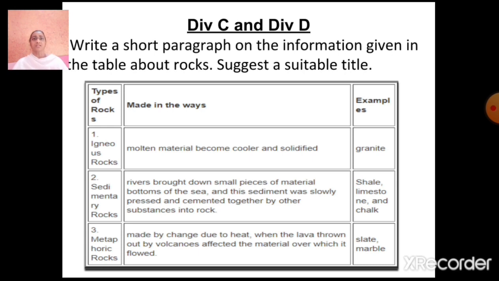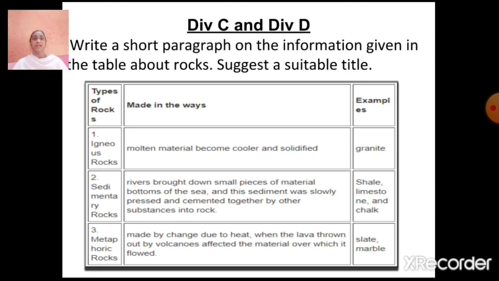Types of rocks, that is igneous rock. The first one is igneous rock and it is made by molten material when it becomes cooler and solidified. Then the example is granite. Then the next is sedimentary rocks.